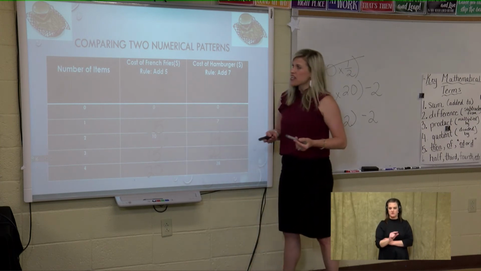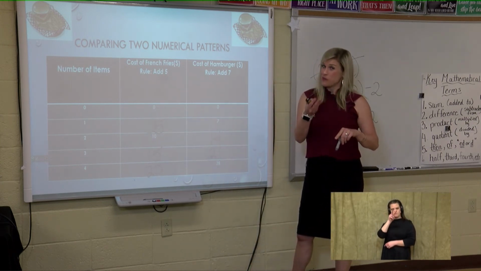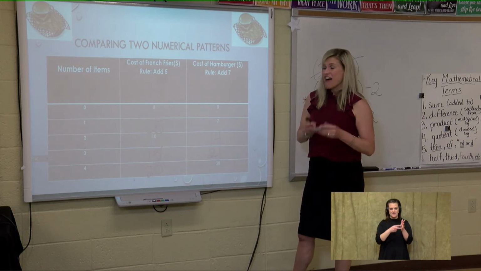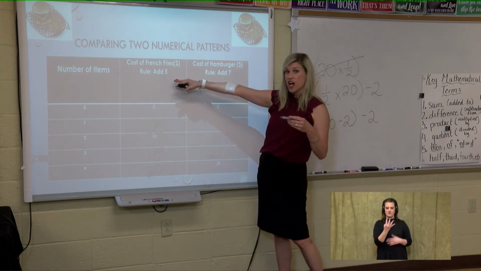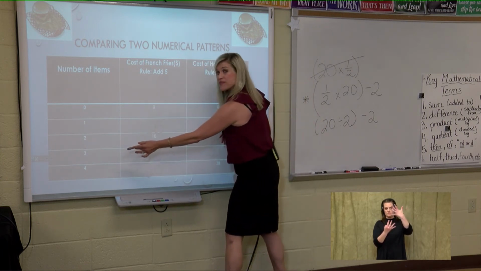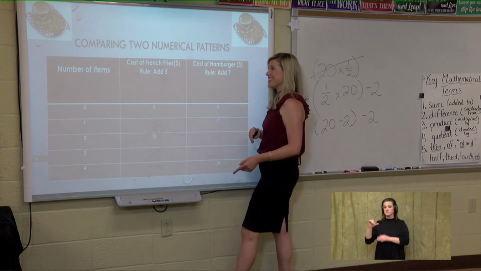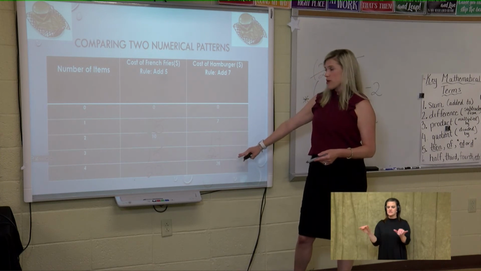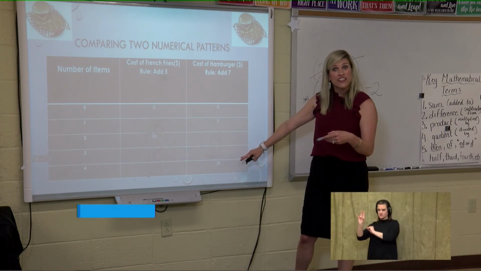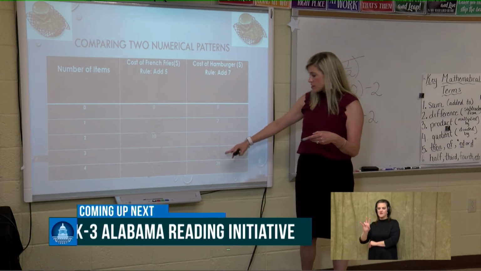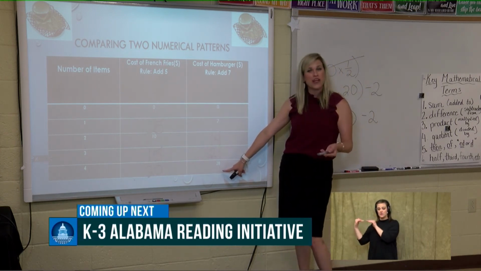And if you think about it too, multiplication is repeated addition. If I have 4 orders of French fries and each order is $5, 4 times 5 is 20. Same thing for hamburgers. If the rule is to add 7 each time, repeated addition, then 7 times 4, take a look, is 28.